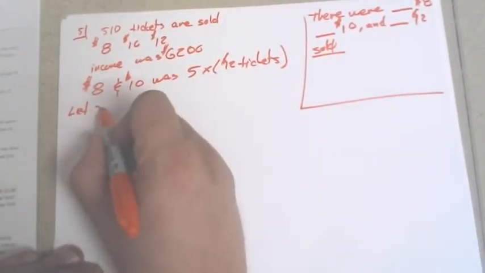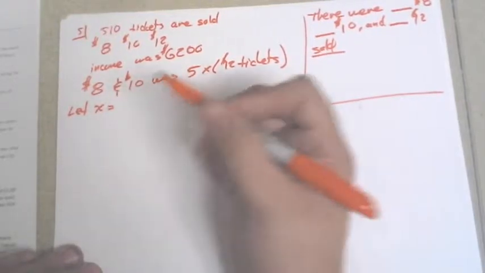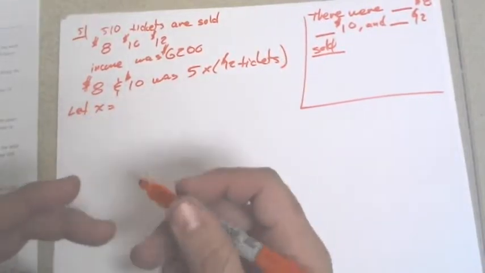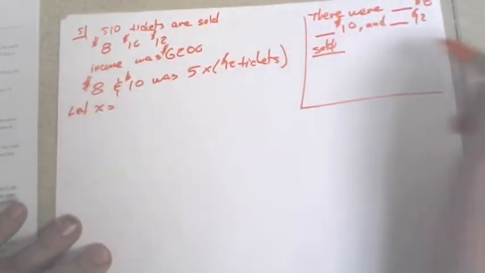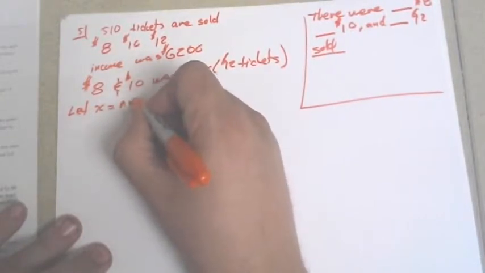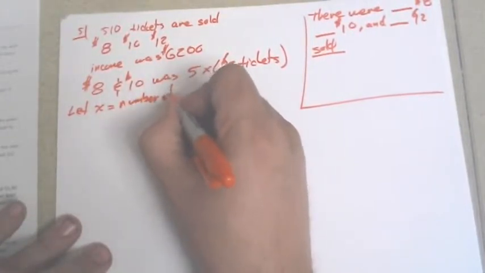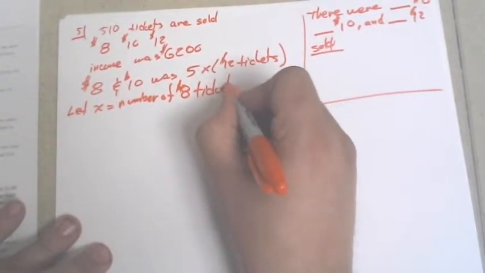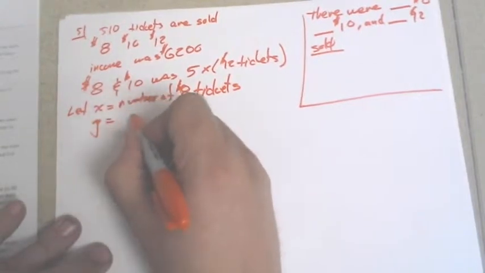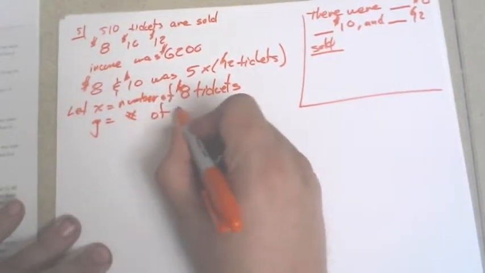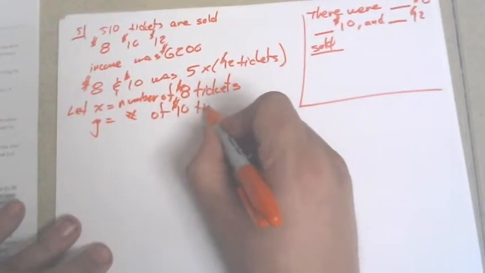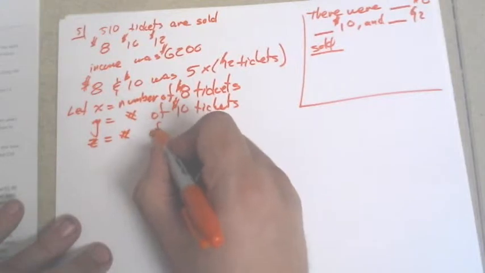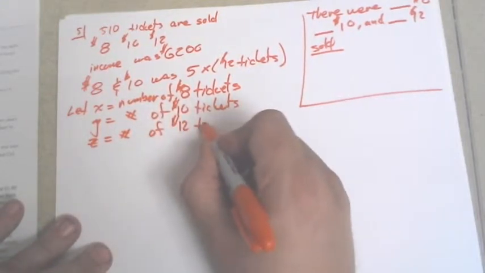We want to let x equal, now be careful here, x isn't $8, it's not $8 tickets. You want to be as specific as possible here. That x is the number of $8 tickets. Y is the number of $10 tickets. And I'm going to use Z is the number of $12 tickets.